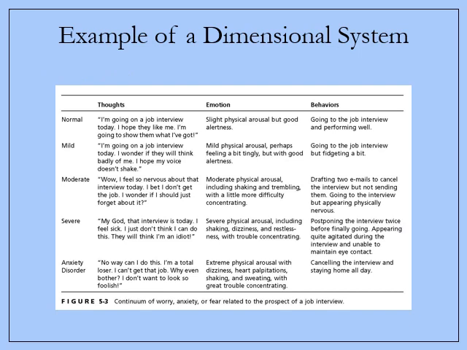Another example of a dimensional system would be if we wanted to rate anxiety, thoughts, emotions, and behaviors along a dimension. There are examples of normal thoughts, emotions, and behaviors, and then more severe. So this is recognizing that even within a non-disordered population, there's a spectrum of experiences of anxiety. And then beyond severe would be disordered behavior, where this is getting to the level that probably needs intervention.